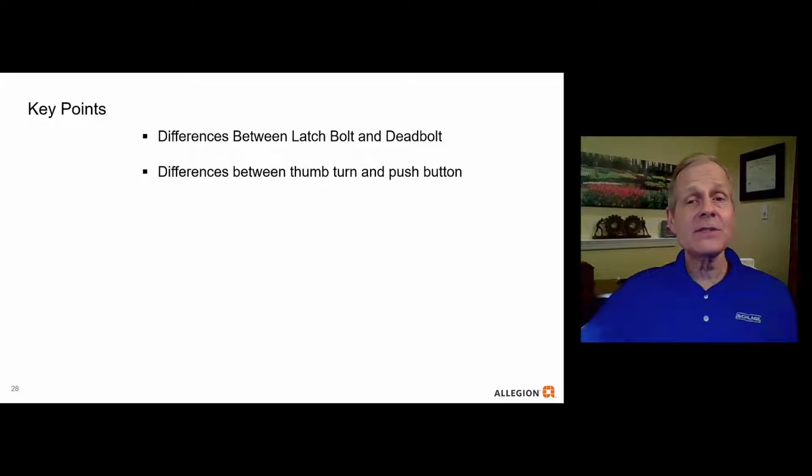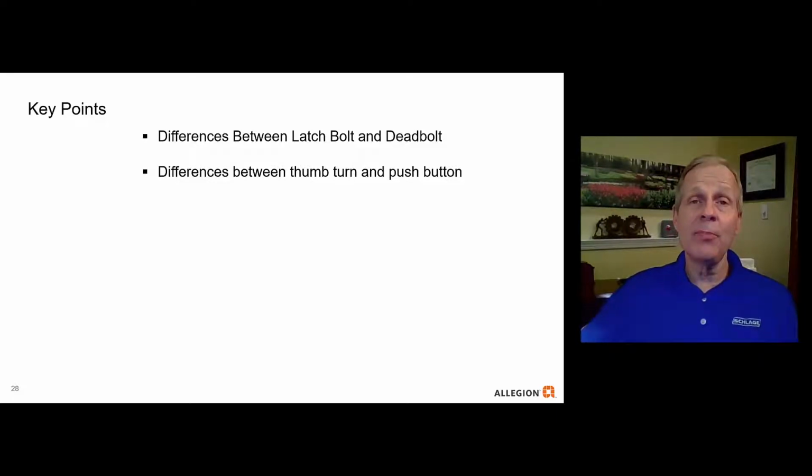We talked about the difference between a thumb turn and a push button. So a thumb turn is something that you're going to turn, such as on a mortise lock, or on a cylindrical lock, you can push it in and turn it. Or you can have something as simple as a push button that you don't turn, you simply push in.